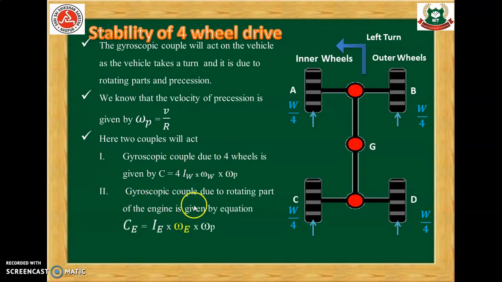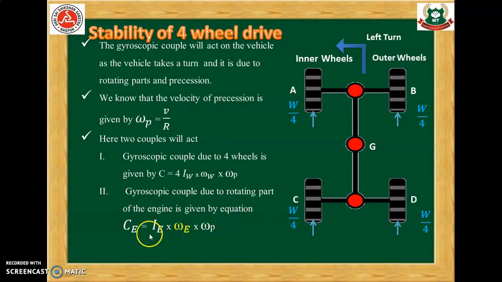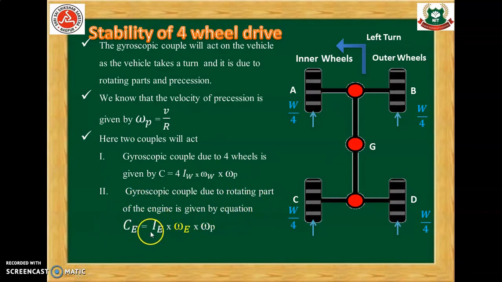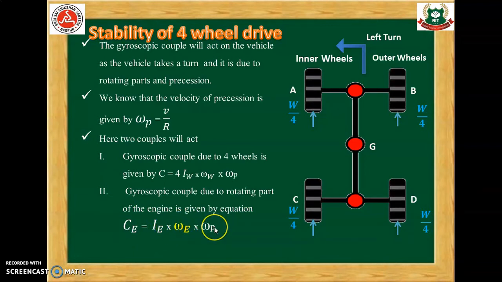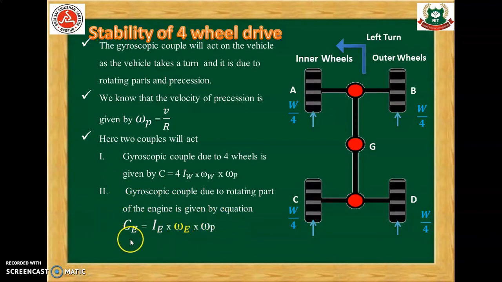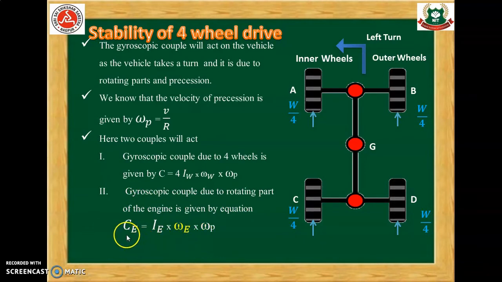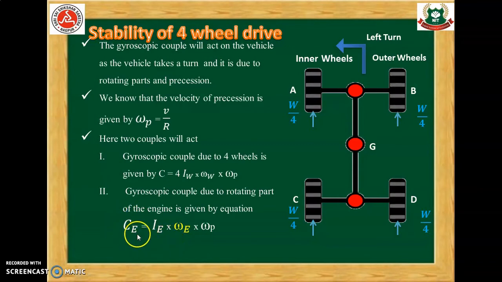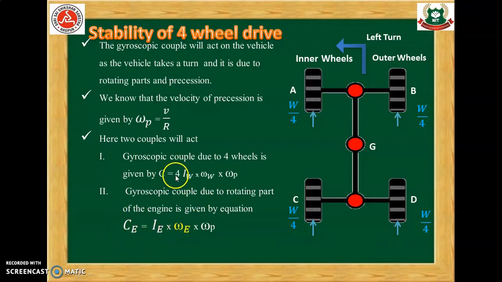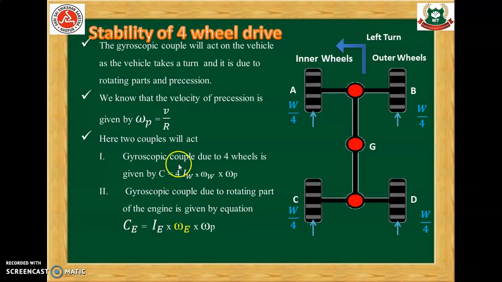Now gyroscopic couple due to the rotating parts of the engine is given by the equation CE, which equals IE multiplied by omega E multiplied by omega P. So here the equation is similar to what we have seen, C equals I into omega P, but here the couple is acting due to the engine part, that's why we have written CE. And here we have to write CW, that is gyroscopic couple due to wheels.